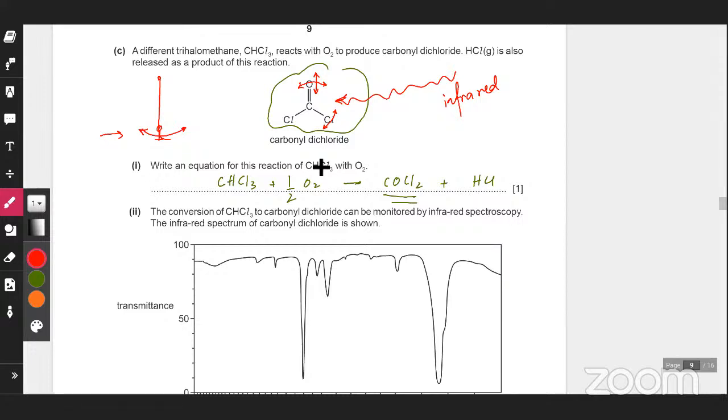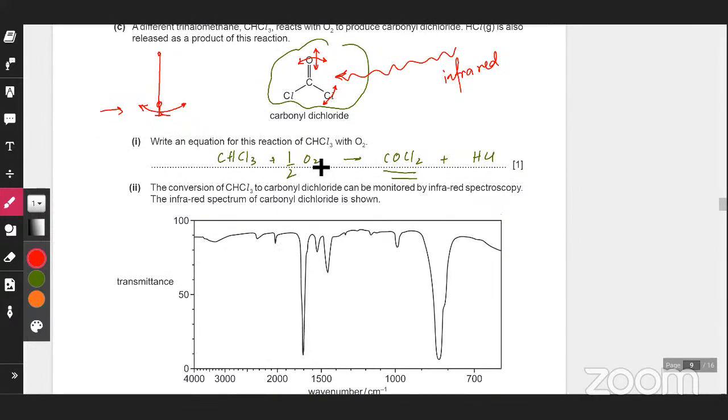Is this point clear, Mohammed? Ethan, is this clear? Rida, is this clear? Yes.